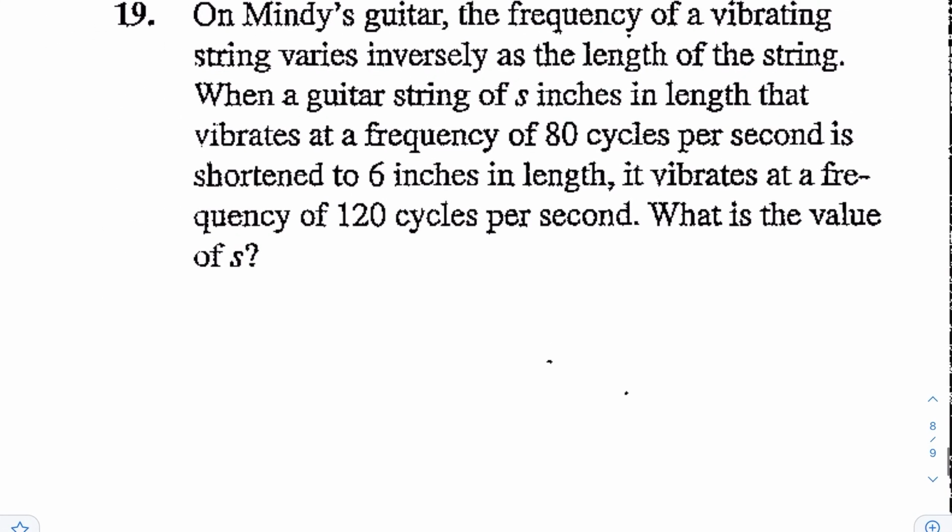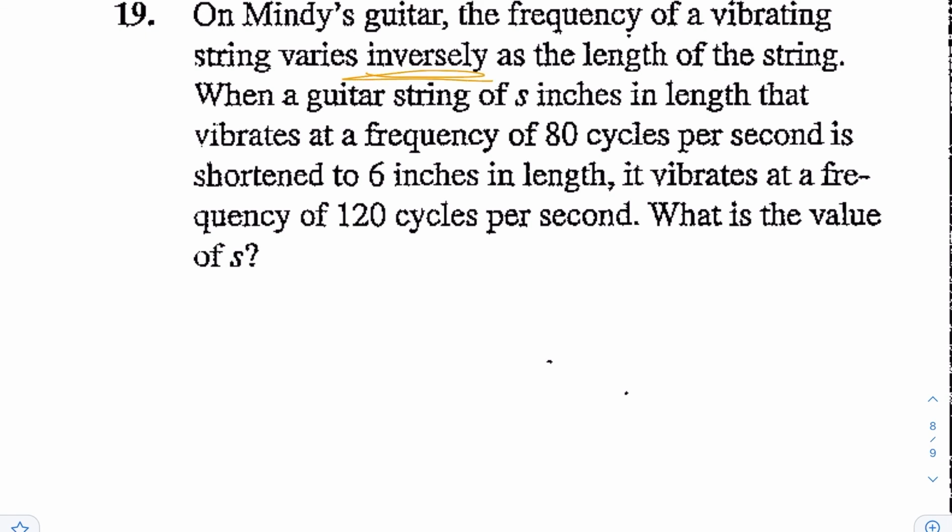All right, next for number 19. On Bindi's guitar, the frequency of a vibrating string varies inversely as the length of the string. When a guitar string of S inches in length that vibrates at a frequency of 80 cycles per second is shortened to 6 inches in length, it vibrates at a frequency of 120 cycles per second. What's the value of S?